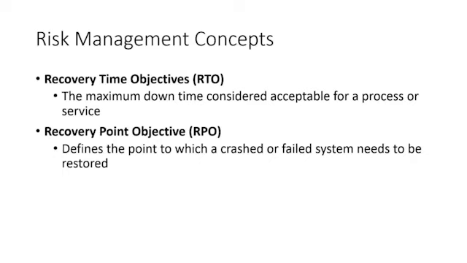Recovery point objective, RPO, defines the point to which a crashed or failed system needs to be restored. So it crashed. What is the recovery point objective? When do we go back to before the crash to get that data, right? That's talking about when we do our backups. When do we go back in time, if you will, to find our recovery point objective?